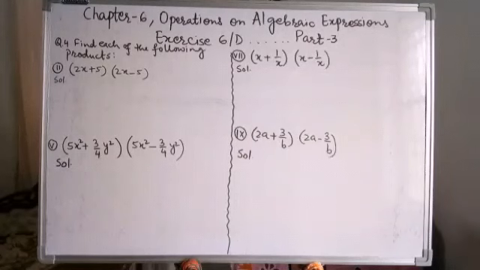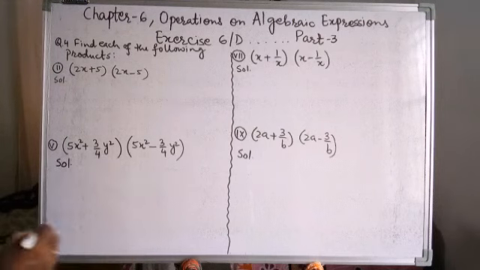Again students, we have to solve question number 4, in which we have to attempt questions 2, 5, 7 and 9. In this question, we have to find the product of given binomials. Now this video is considered under part 3.